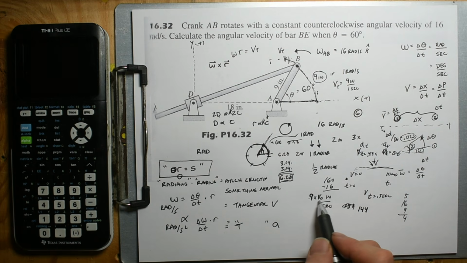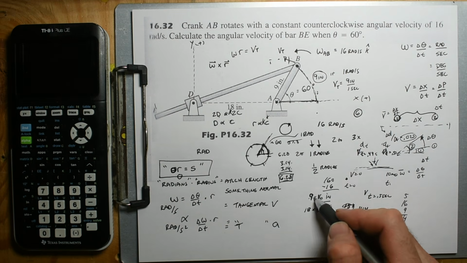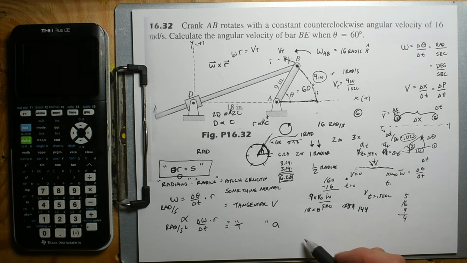9 times 16 is 144. How could we have done this easier? I don't know. It's 18 times 8. That doesn't help. I halve that, double that. That really doesn't help. Booyah.